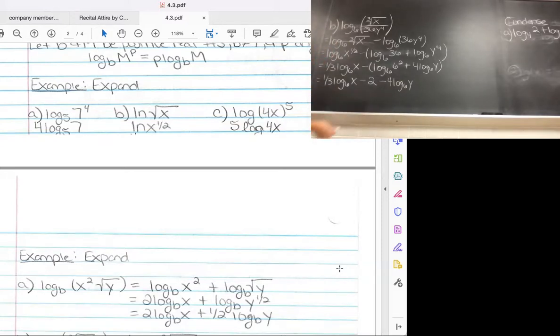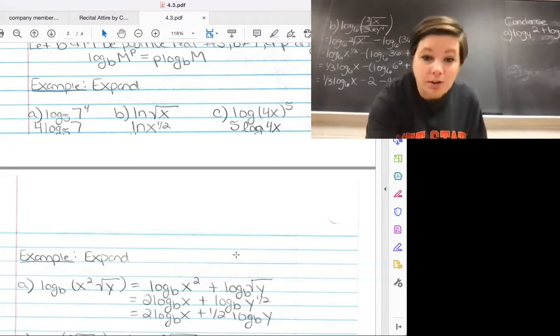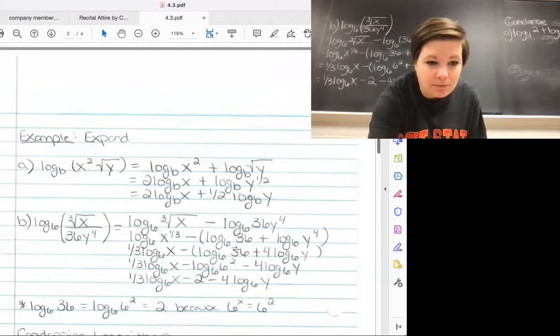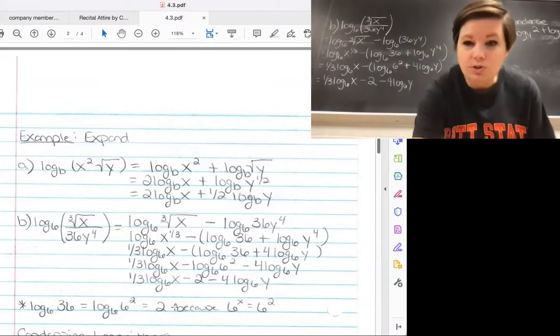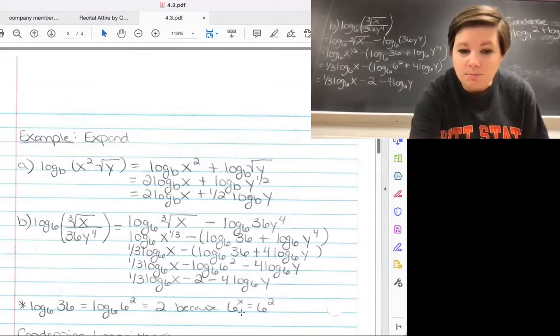There's nothing else I can simplify out. That is the final answer. So this base to base thing is something you're going to have to watch for. And it's something that I made a special note of in your notes right here. Log base 6 of 36 can be written as log base 6 of 6 squared, which equals 2, because of the base of x equals the 6 squared.